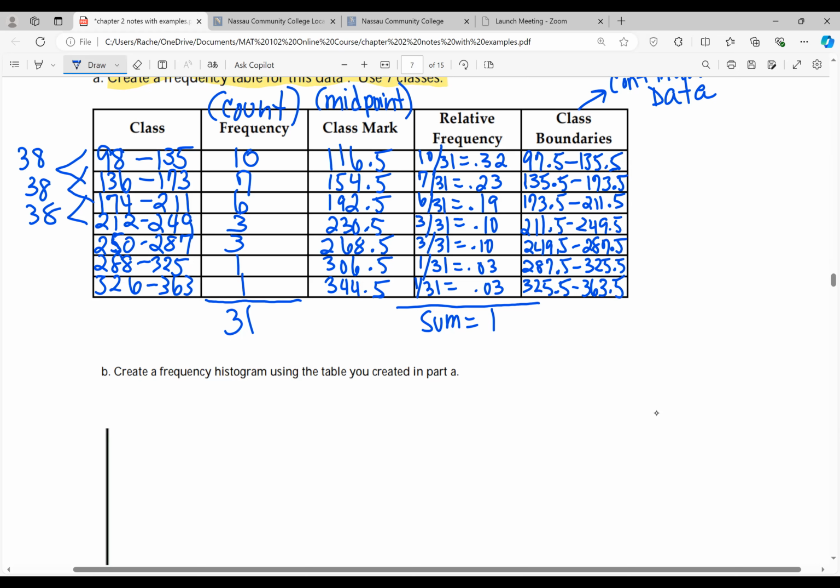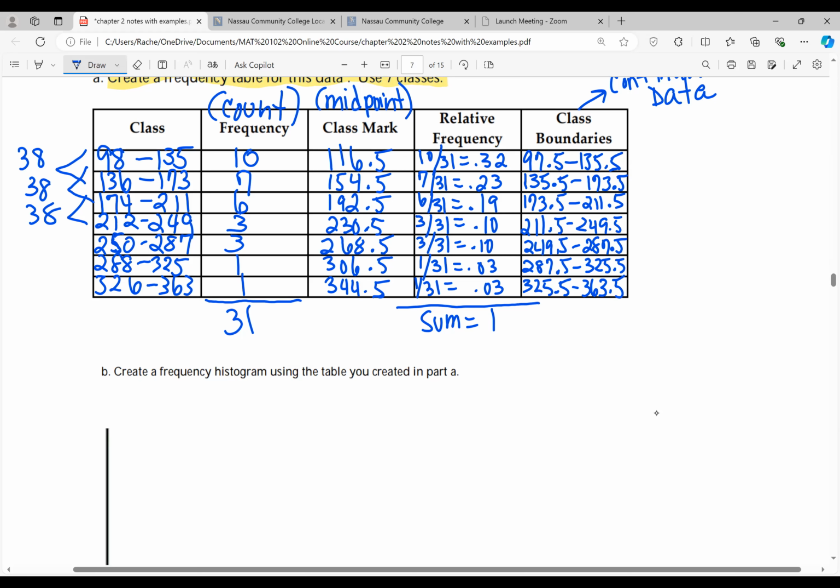And these class boundaries, like I said, are useful for continuous data, specifically for constructing a histogram, which is a graph that's going to represent this frequency table. So I'll continue this in the next video. We'll stop here. We'll do part B in the next video, constructing a frequency histogram using the table that we just created.